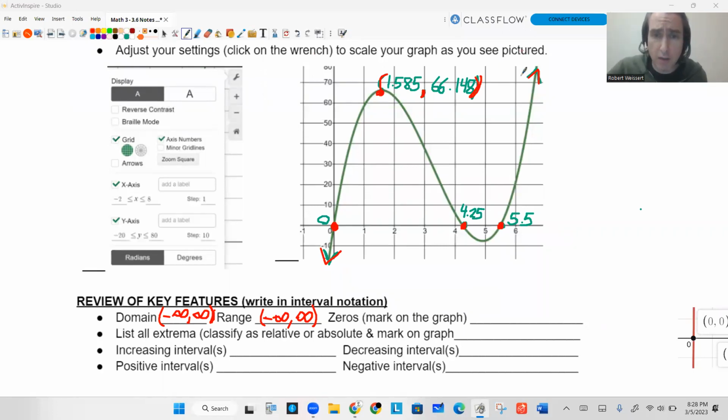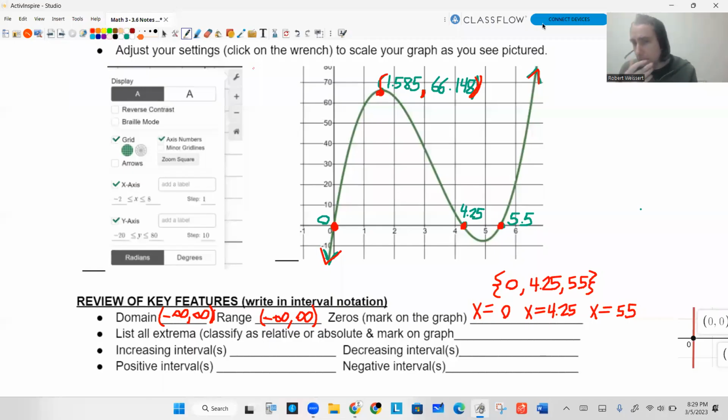Our zeros I already have marked on the graph. I clicked on the x-axis. We're just going to jot them down right here. And so you can write it in the squiggly brackets or just list out x equals 0, x equals 4.25, x equals 5.5. The extrema, those are your absolute mins or absolute max or just relative mins or max.